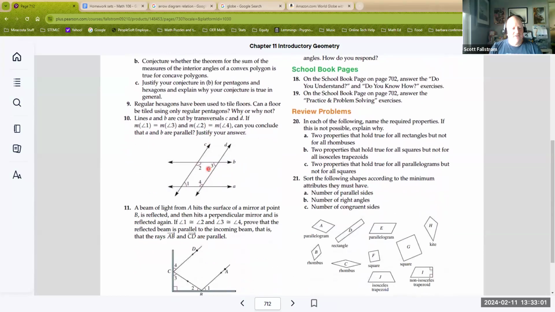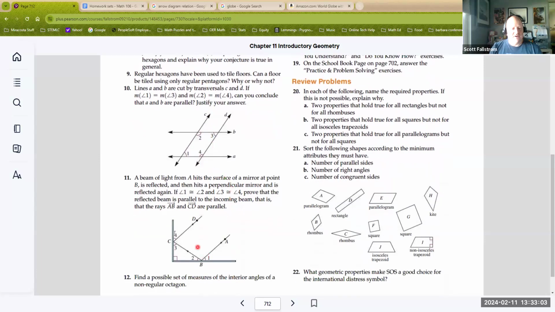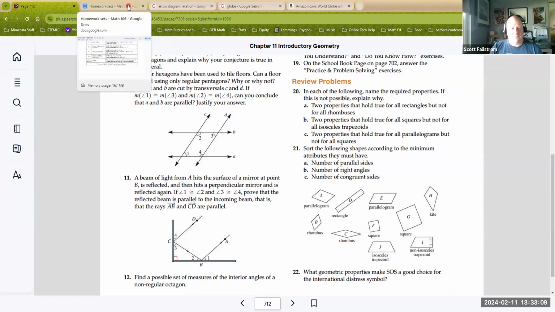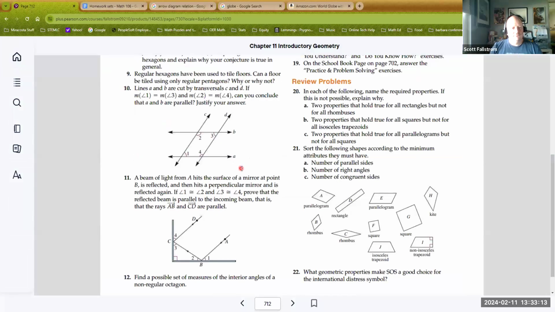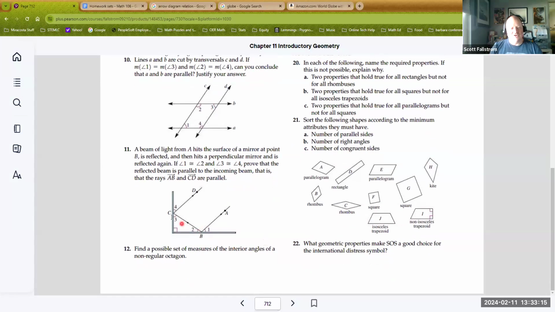Let's see here. I think I did 10 and 11. So these are fun as well. The light beams reflect around. Very handy tool. So that is 10 and 11. And this works. Yeah, it's fun to see in my mind.